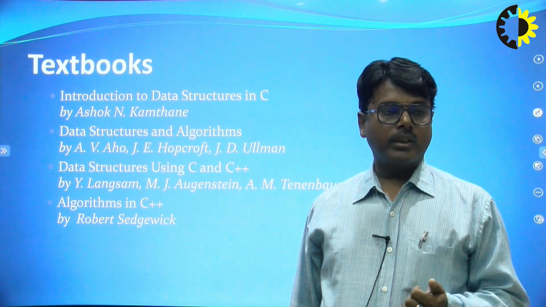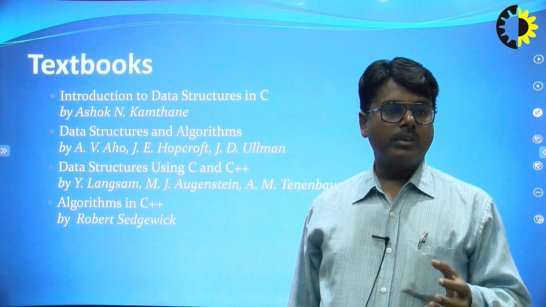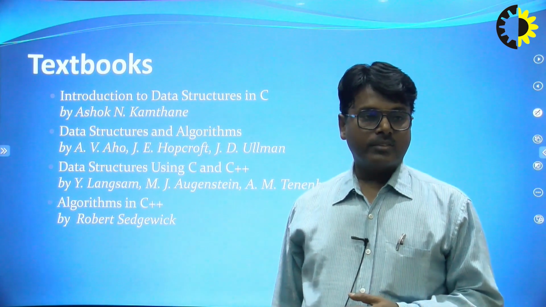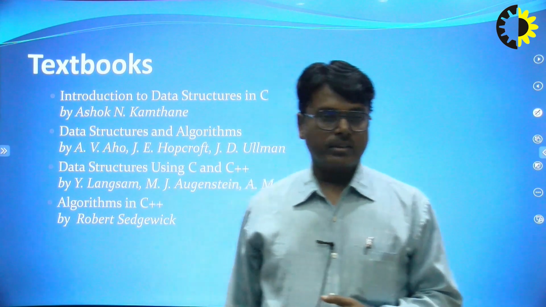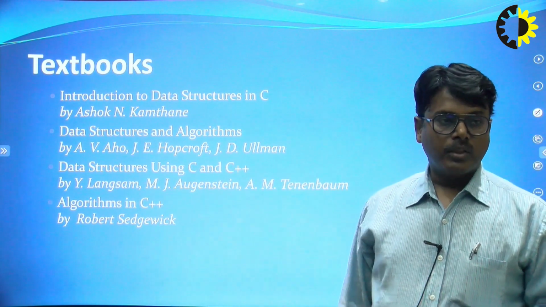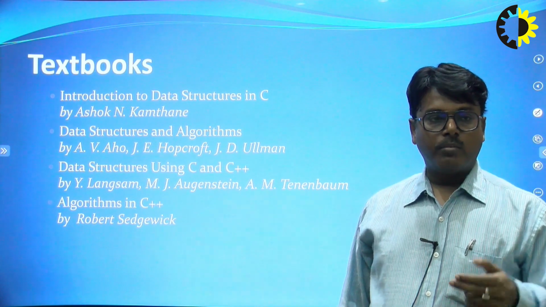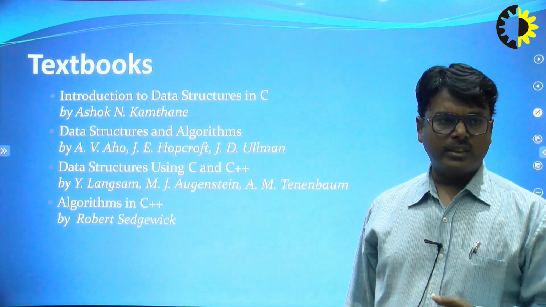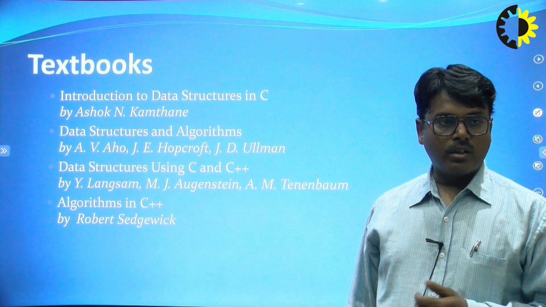The next book is Data Structures and Algorithms by A.V. Aho, or mostly we say Hopcroft and Ullman books. Data Structure using C and C++, Langston, Augenstein and Tanenbaum. Algorithms in C++ by Robert Sedgewick. But most of the books to be followed here are Data Structure in C and Data Structures and Algorithms by Hopcroft and Ullman.